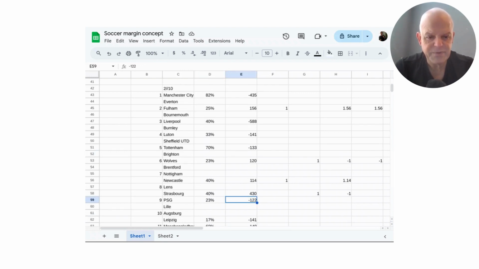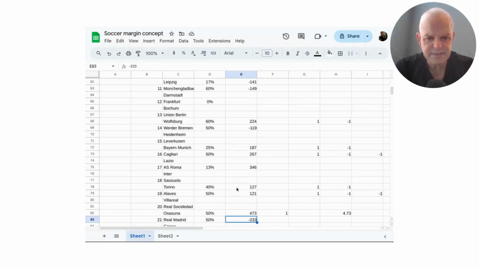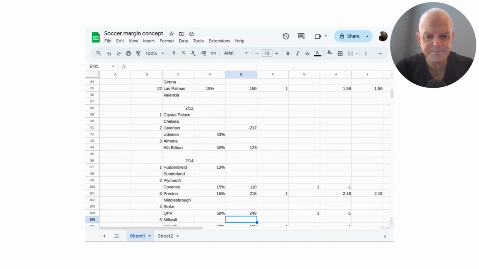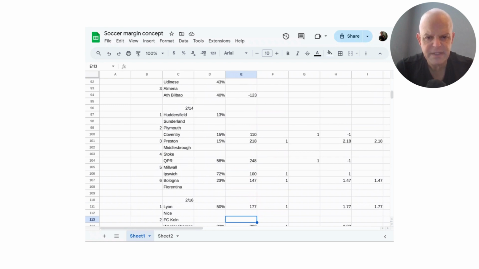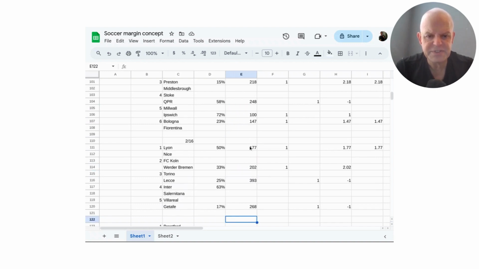Okay, here's one, plus 430, that lost. 224 that lost. So took some losses here, and then bam, here's one from La Liga, a plus 473 dog, it wins. There's one for plus 159, it wins. These are both no plays here. This was on 214, plus 110 dog lost, a plus 218 dog lost, 248 lost, and plus 100 and plus 147 won. Go back to 216, plus 177 dog wins, a plus 202 dog wins, 393 loss, and a 268 loss.